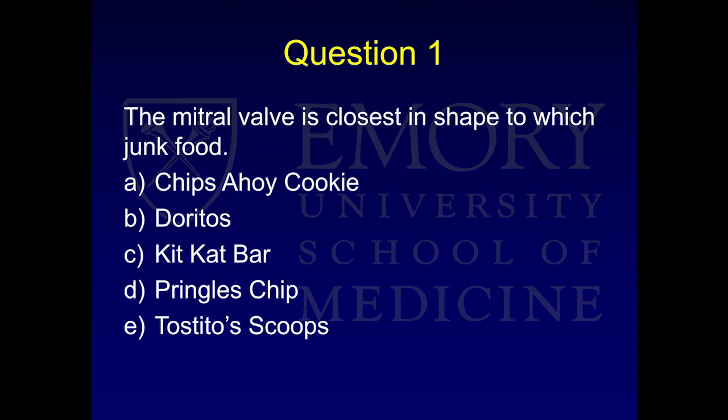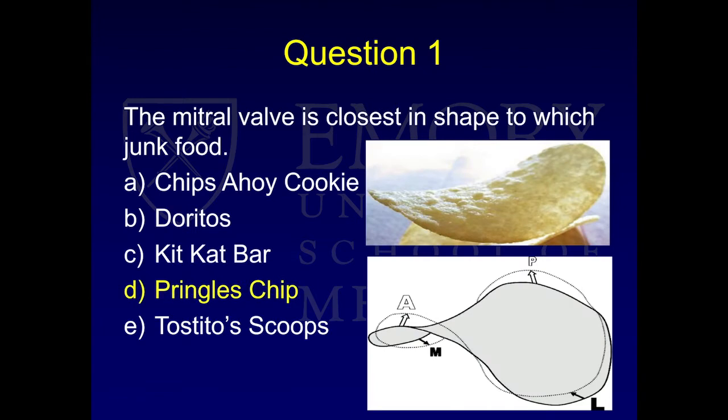Okay, so here's our first question. The mitral valve is closest in shape to which junk food? Is it a Chips Ahoy cookie, a Doritos, a Kit Kat bar, a Pringles chip, or a Tostitos scoop? You can just shout it out. There we go. Okay, so that's right. Pringles.